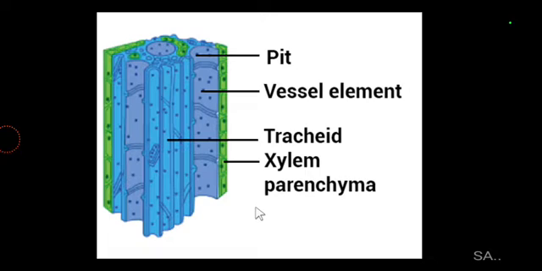One more cell is making this xylem tissues, and that is the fiber, the xylem fibers, and they are composed of sclerenchyma, which are having the rigid secondary cell walls, and thereby helping this xylem tissue to provide strength and support to the plant body.